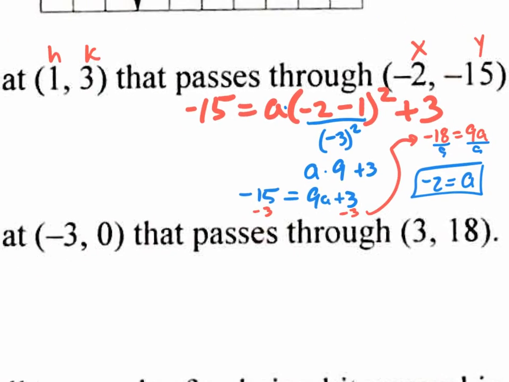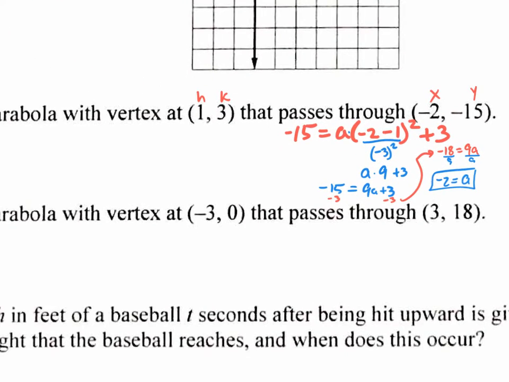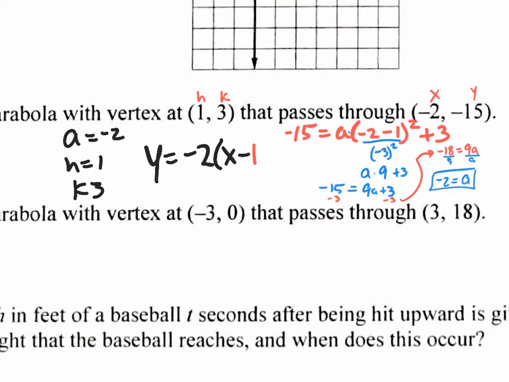So again, the three things that I need are A, H, and K. I just found out that my A value is -2. I know my H value is 1 and my K value is 3. So now I could actually write my vertex form equation. Y equals -2 for A, X minus H, which happens to be 1, close parentheses squared, plus K, which is plus the K value of 3. So this is my vertex form equation.